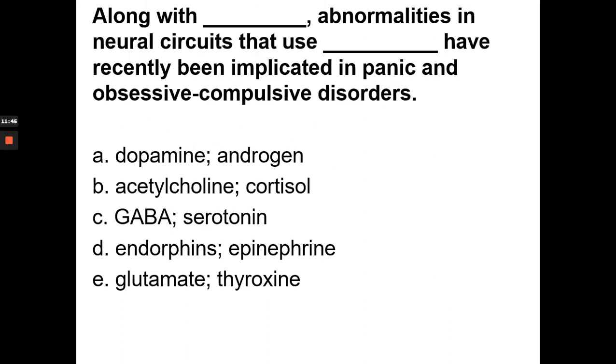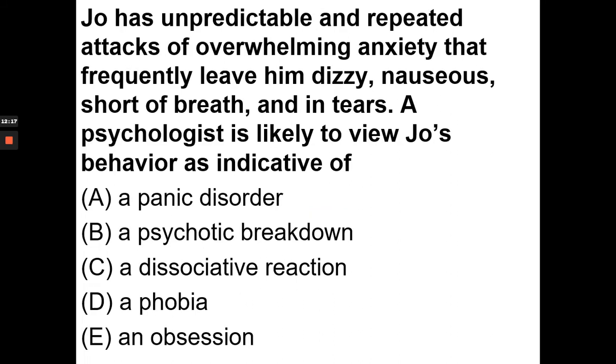All right, look at your notes. Along with blank, abnormalities in neural circuits that use blank have recently been implicated in panic and obsessive compulsive disorders. So think about what neurotransmitters are involved in obsessive compulsive disorders and panic disorders, anxiety. The answer is GABA chills you out, serotonin stabilizes you as far as your anxiety goes and your obsessive thoughts. This is more of an anxiety disorder question.